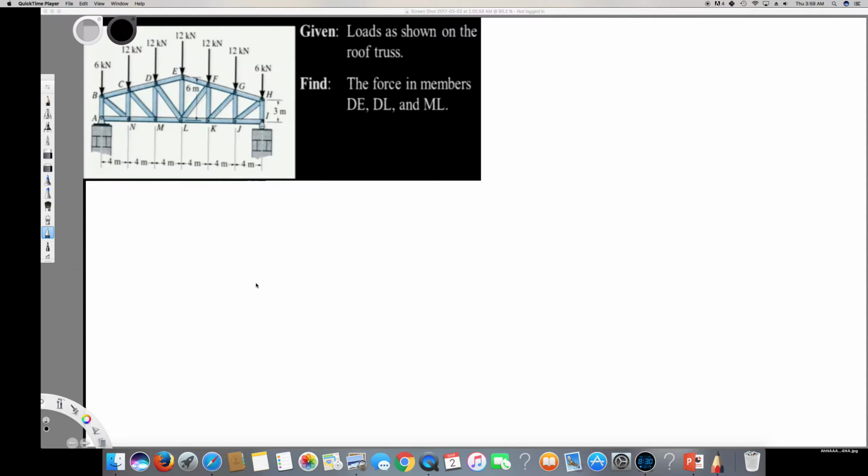What's going on, guys? We have this question right here. It's asking to find the force in members DE, DL, and ML. If you see the picture, this is DE, DL, ML. So in this kind of question, what we have to do is just cut this part off, and we can take either this part or this part to calculate this force.